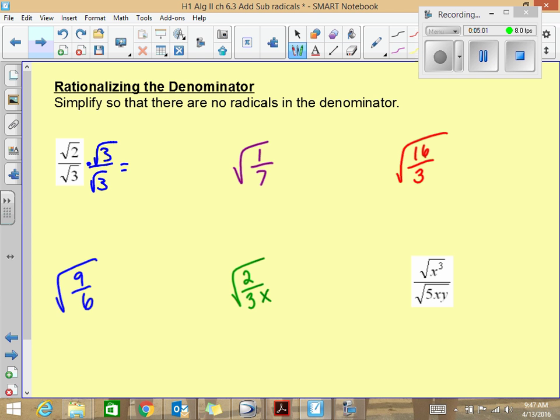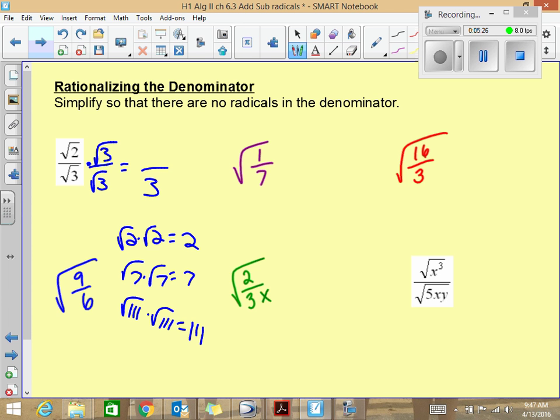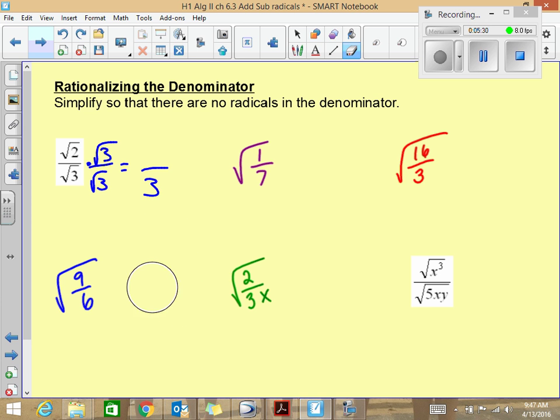Radical 9, which is 3, okay? And that works no matter what, so you don't have to write this. But if I have radical 2 times radical 2, it is radical 4, right, which is just 2. If I have radical 7 times radical 7, it's just 7. Anything, like if I had radical 111 times radical 111, it is just 111, okay? So we always just multiply by that radical, and it gets rid of it.